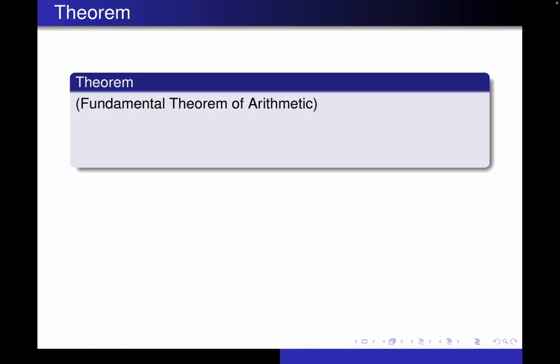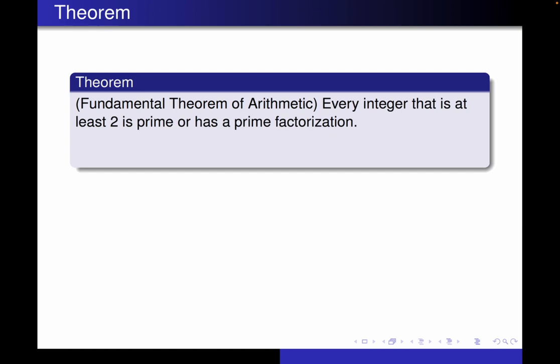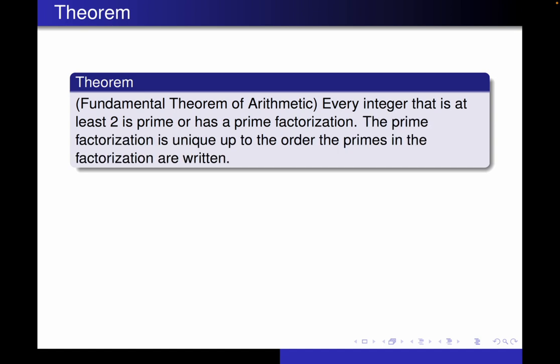Alright, so here's the statement of the fundamental theorem of arithmetic. Every integer that is at least 2 is prime or has a prime factorization. We've already proven that. That's the existence part of the theorem. And also the prime factorization is unique up to the order the primes in the factorization are written. In other words, the only way you can get a different prime factorization is taking the same one and just rearranging the order of the prime numbers.